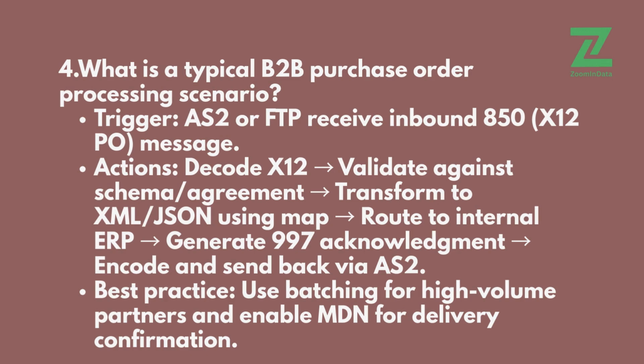What is a typical B2B purchase order processing scenario? Trigger: AS2 or FTP receive inbound 850 X12 PO message. Actions: decode X12. Validate against schema, agreement. Transform to XML, JSON using map. Route to internal ERP. Generate 997 acknowledgement. Encode and send back via AS2. Best practice: use batching for high-volume partners and enable MDN for delivery confirmation.